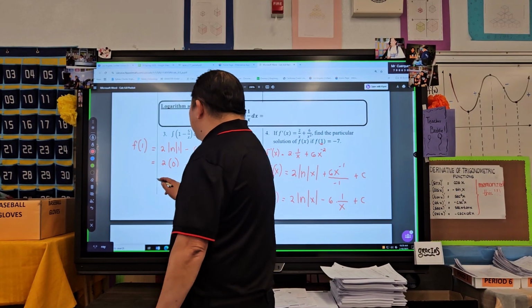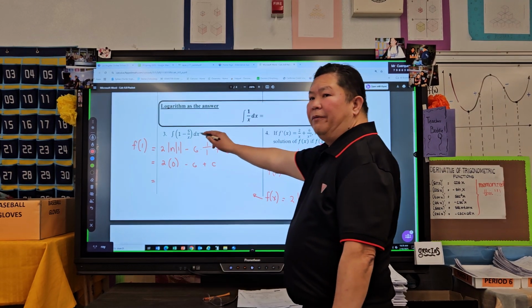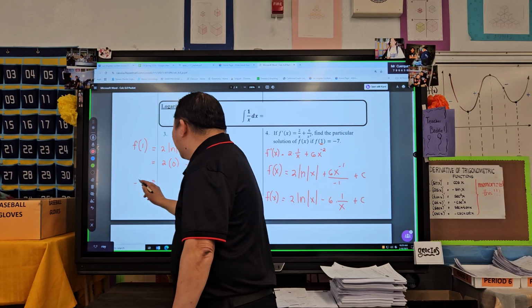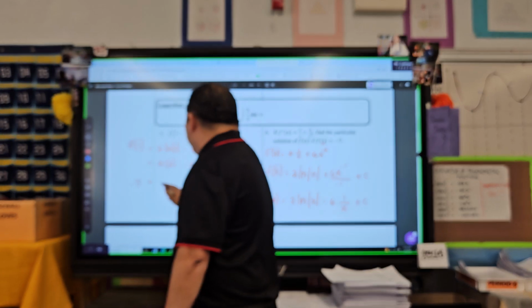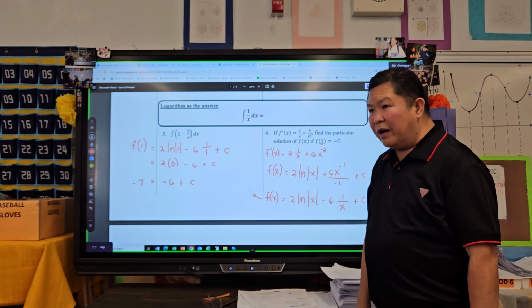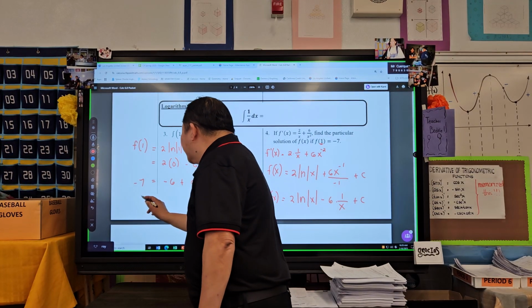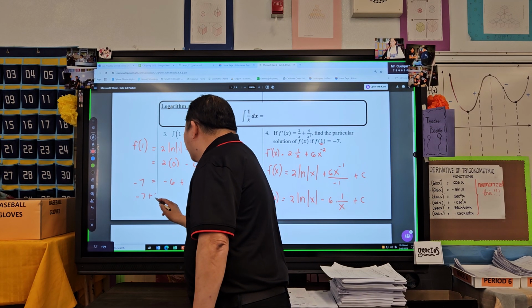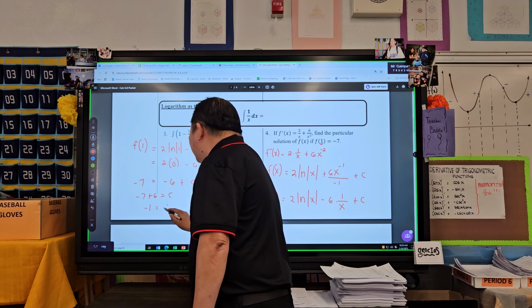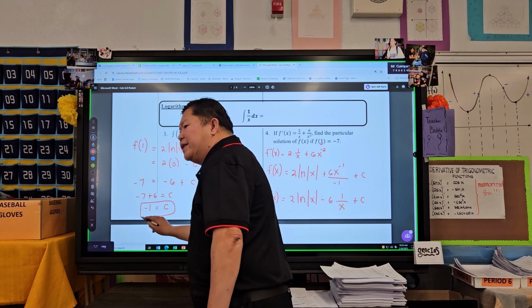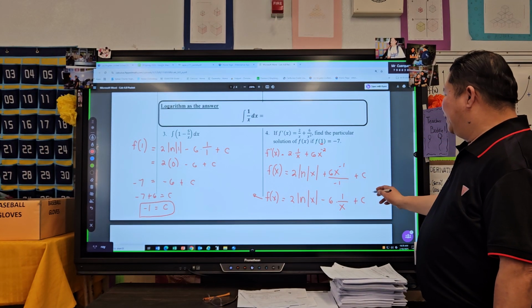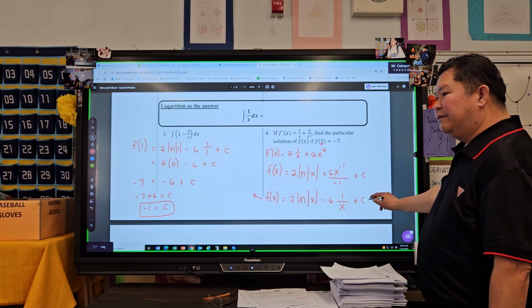So this means if f of 1 is equal to negative 7, we are now writing negative 7 is equal to negative 6 plus the constant. You get me? So therefore, negative 7 plus 6 is equal to the constant. So our constant is negative 1. So where to plug this in? Right here.